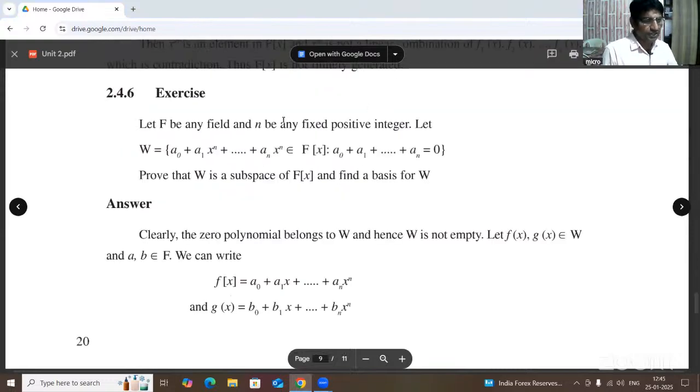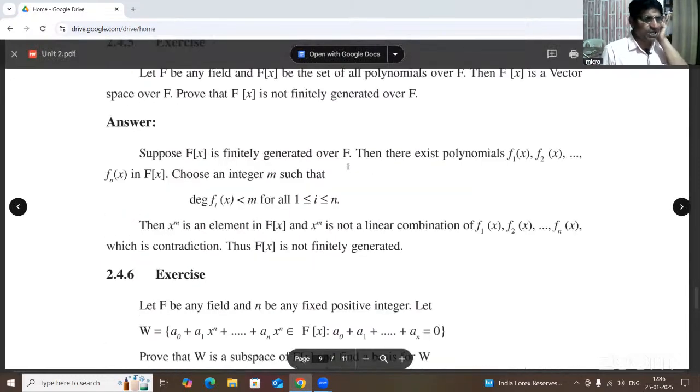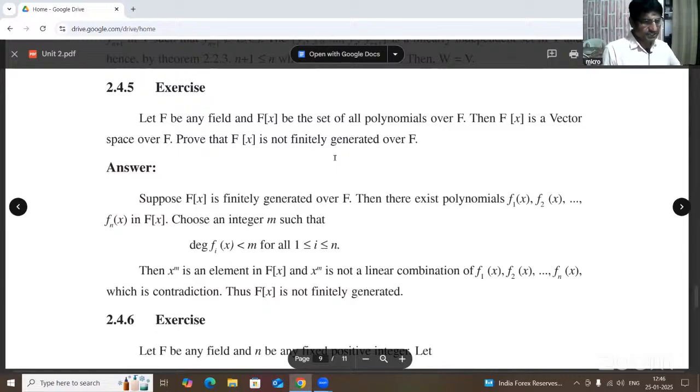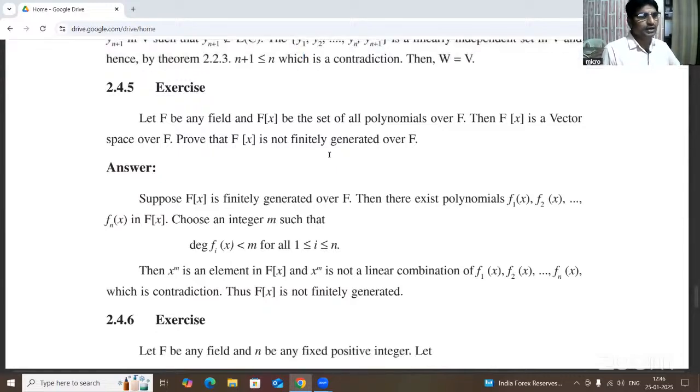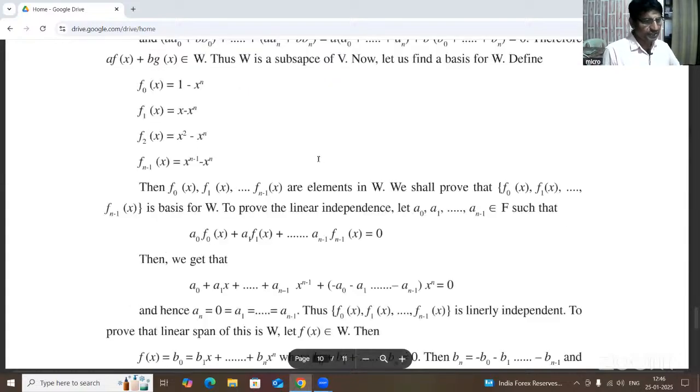Okay. Now that is 2.4.6. Now that is not necessary here. 2.4.5. This is all for your purpose. Okay. Next one.